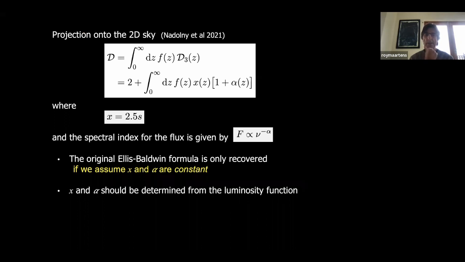Okay? And in reality, what we should be doing is extracting x and alpha from the luminosity function. Instead of assuming that they are constant, we should be extracting them, or equivalent quantities to them, from the luminosity function. That would be the correct way to actually determine the theoretical expectation for the dipole magnitude.